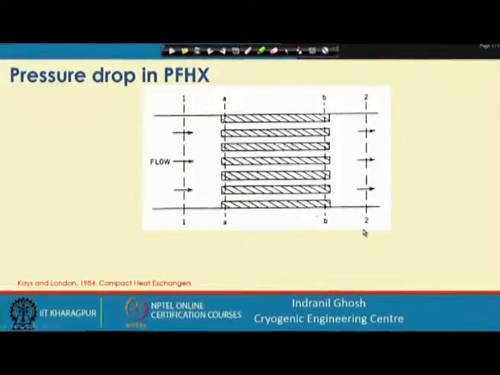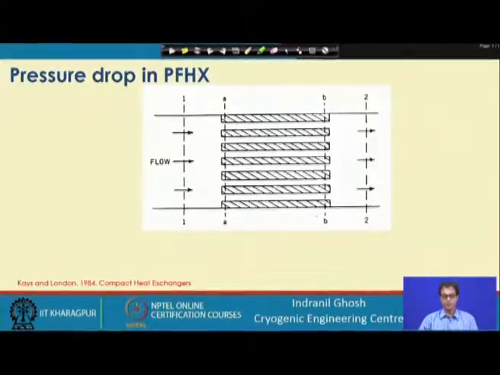If we look into a typical plate fin type heat exchanger, this has been taken from Kays and London's compact heat exchanger textbook. You can also have a look into the Fundamentals of Heat Exchangers by Shah and Sekulic. There you will have the detailed description or the derivation of these equations of the pressure drop. We will only look at the final expression of the pressure drop in this lecture.